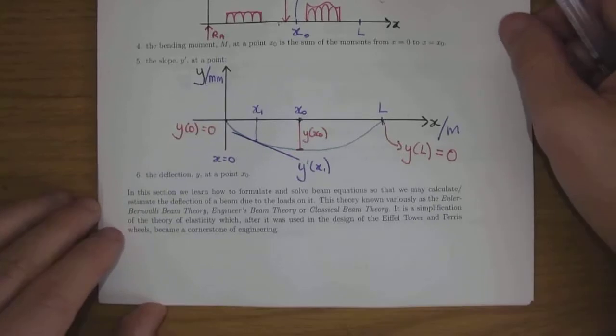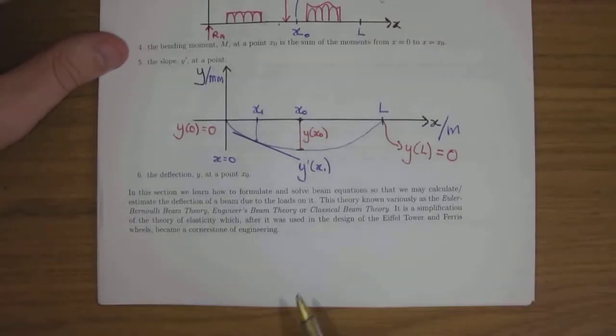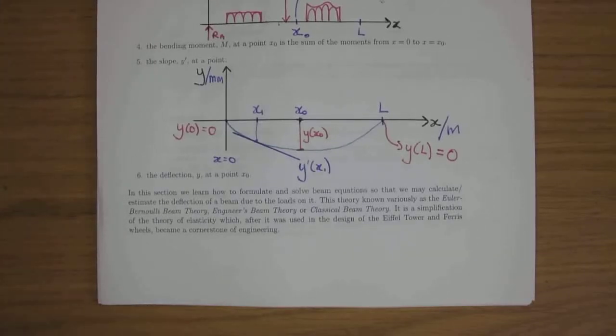Okay. So what have we seen? In this section, we learned how to formulate and solve beam equations so that we may calculate or estimate the deflection of the beam due to the loads on it. The estimation is because we use a mathematical model that's not perfect, so it's really an estimate. This theory is known as Euler-Bernoulli beam theory.